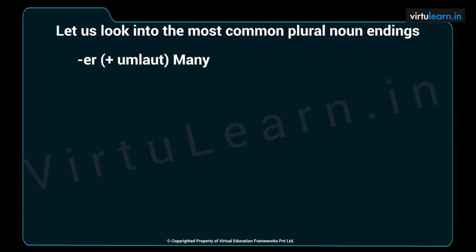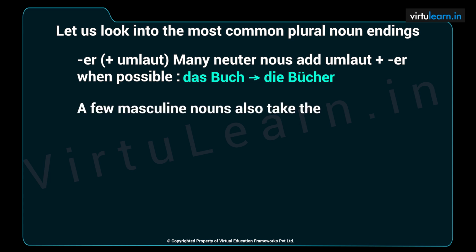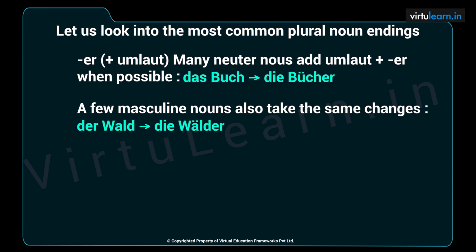Many neutral nouns add an umlaut along with an ER ending. So for example, das Buch, die Bücher. So the vowel takes an umlaut and the noun ends with ER. A few masculine nouns also take the same changes. For example, der Wald, die Wälder.